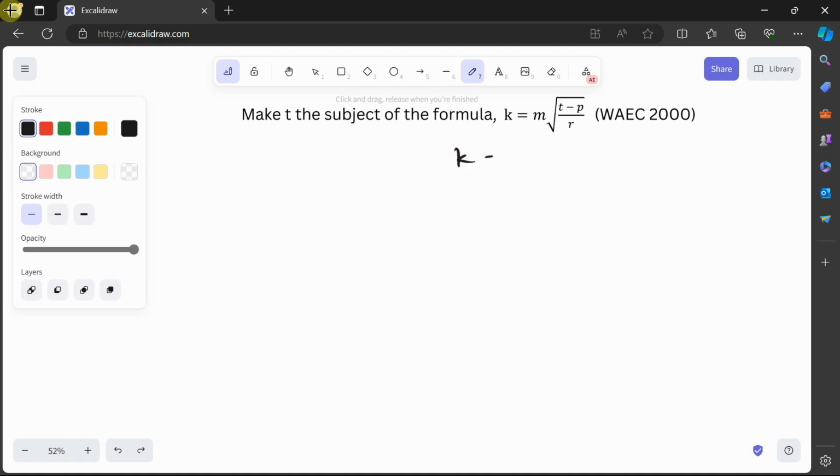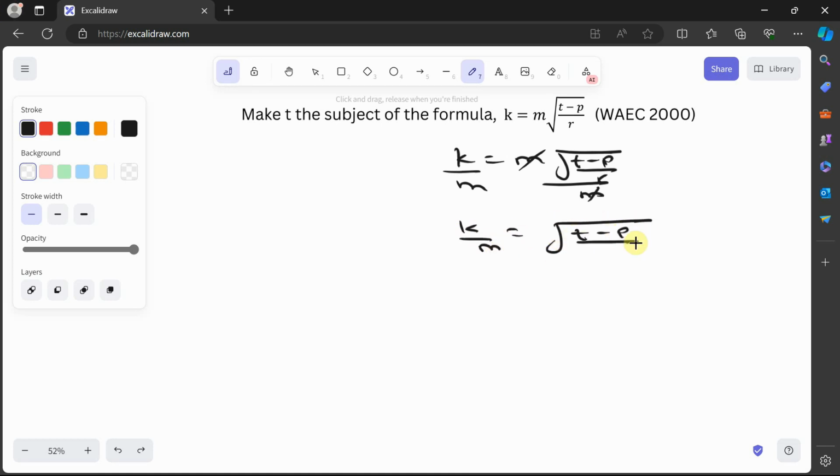So we have k is equal to m square root of t minus p all over r. First things first, I want to isolate this square root because our t is inside it, so I can divide both sides by m. So I'll say dividing both sides by m, but I'm not writing it. So we have k over m is equal to square root of t minus p all over r. So if you want to make this square root go, what do we do? Right, so we take the square of both sides.